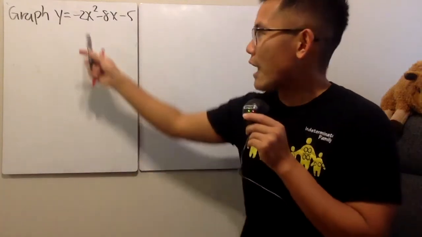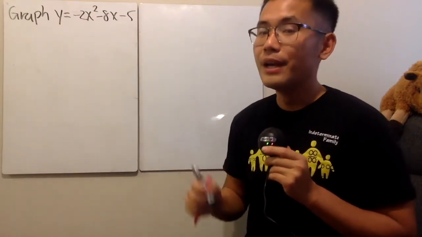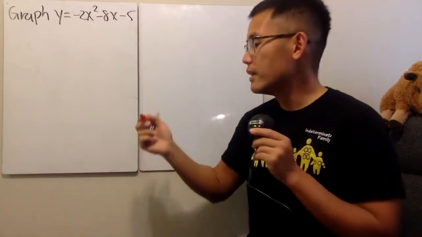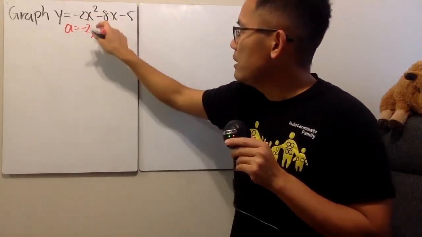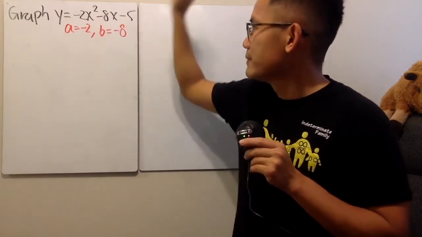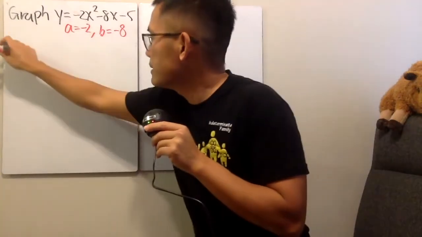All right, we will be graphing y is equal to negative 2x squared minus 8x minus 5. So of course, we have to find the vertex. Well, right here we know that the a is equal to negative 2. And then b is equal to negative 8. And then of course, we have to use our vertex formula. I will write it down right here for you guys.